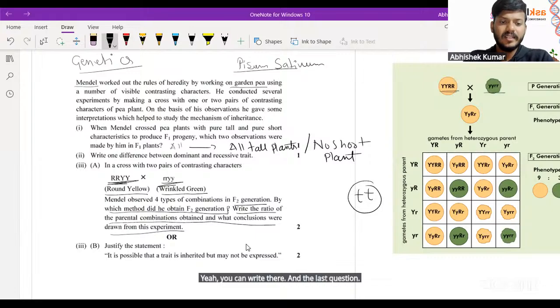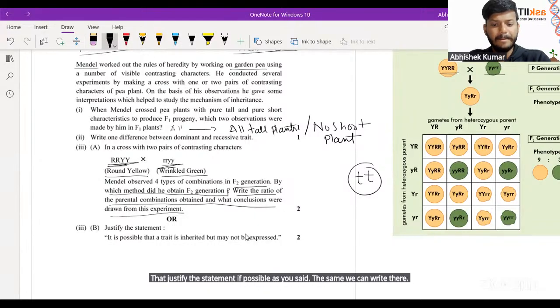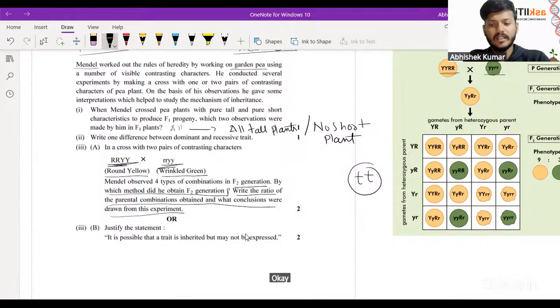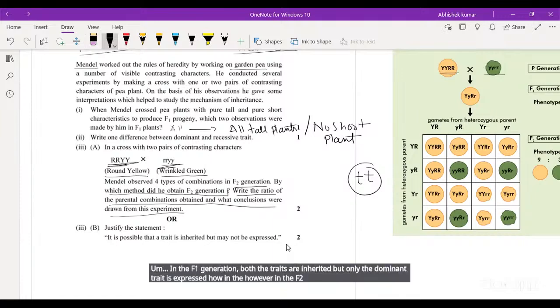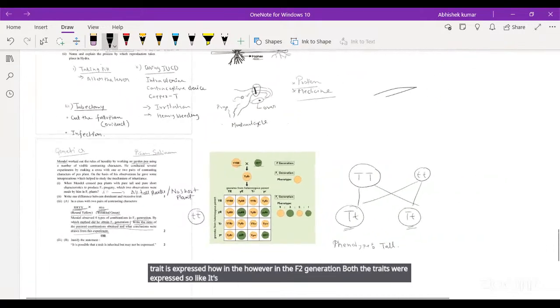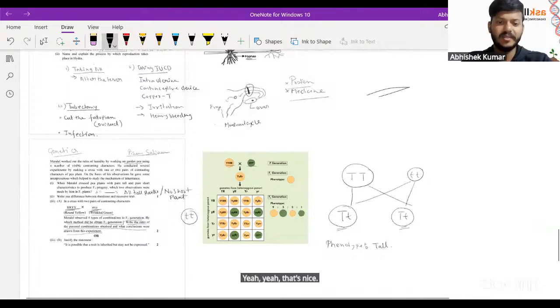And the last question is to justify the statement. As you said, the same we can write there. Can you repeat the answer? In the F1 generation, both the traits are inherited, but only the dominant trait is expressed. However, in the F2 generation, both the traits were expressed. So it is possible that a trait is inherited, but it may not be expressed. Yeah, that's nice. Very good, very good.